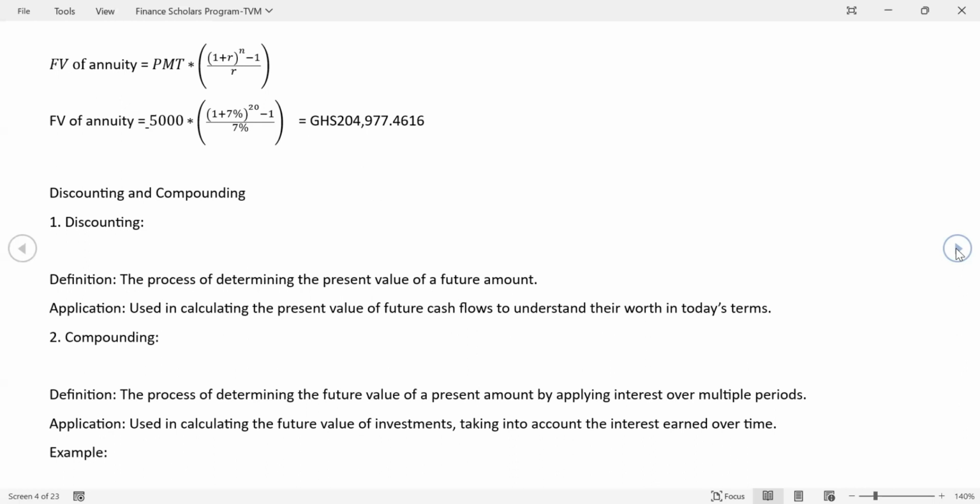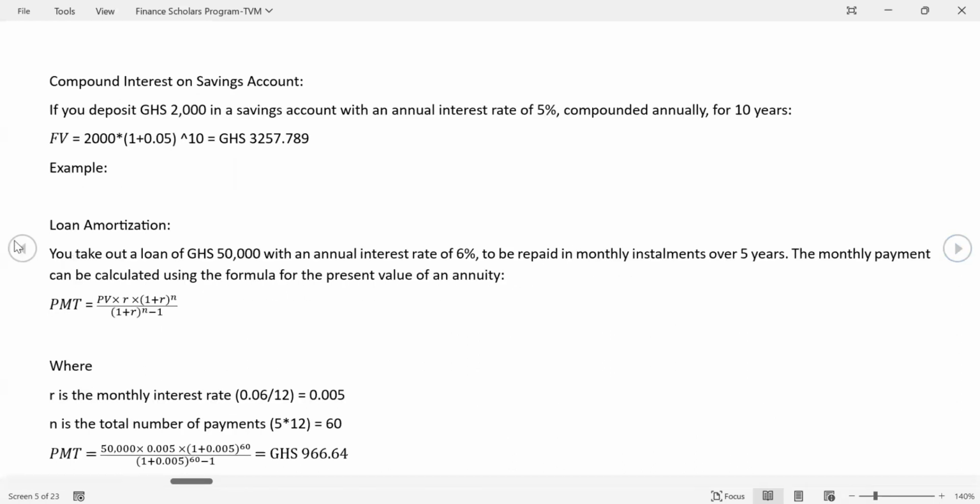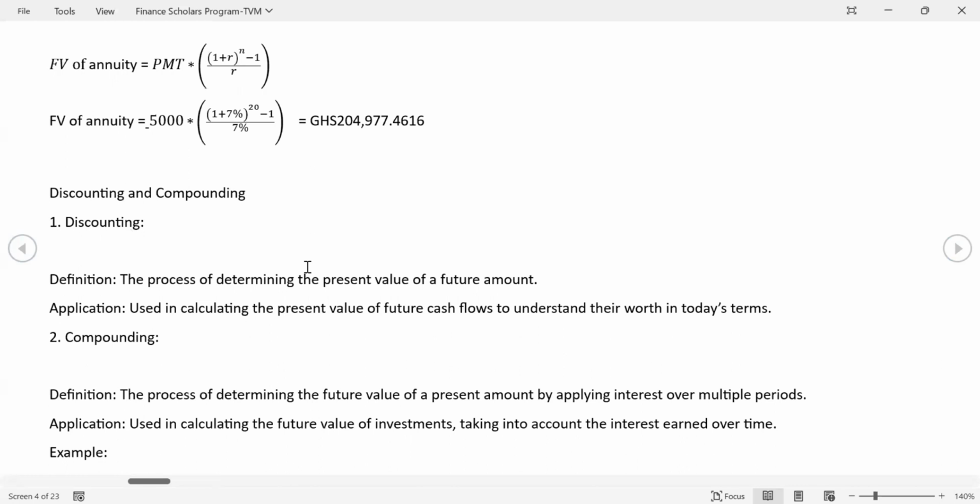All right, so we have discounting and compounding. We solved present value and we solved future value. One has to do with discounting and the other has to do with compounding. Discounting is the process of determining the present value of a future amount, so what you are doing with the present value is discounting the future value. Compounding is the process of determining the future value of a present amount by applying an interest rate. The future value is what we are compounding, because we want to see how much we get in a particular period, in 3 years' time, 4 years' time. With discounting, we bring the future value back to the present.